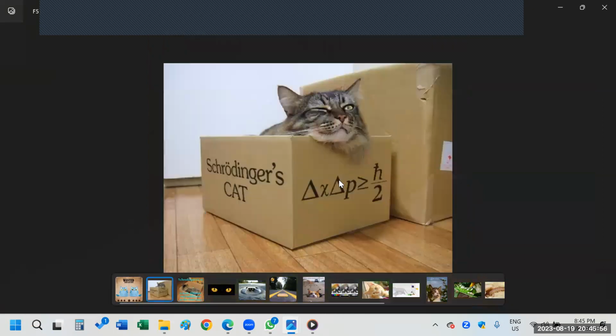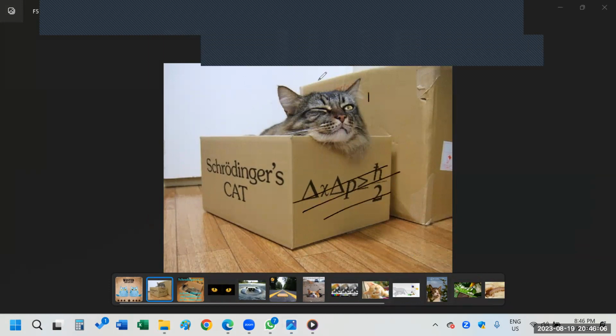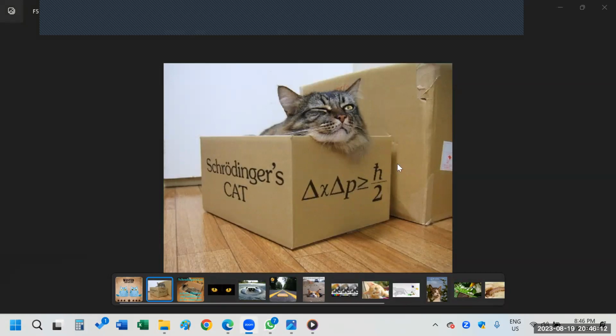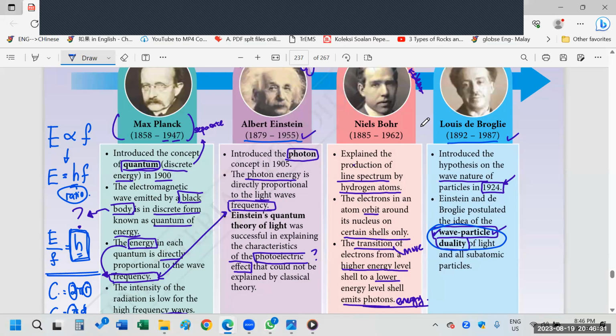Schrödinger's cat. This is its formula. Don't worry, we don't test this. Schrödinger was, I think, a German. Not so sure. Okay, but don't worry, we don't test this. Okay, Schrödinger's cat. Then this experiment was not accepted by Albert Einstein.